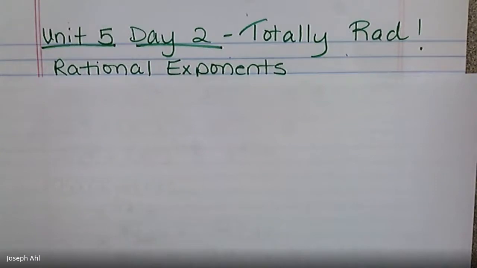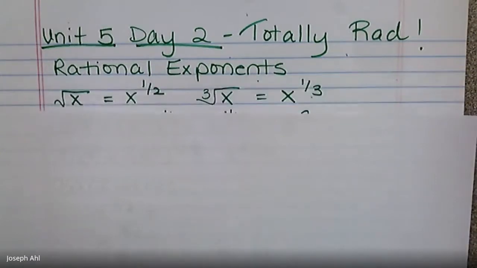So what's a rational exponent? It's just an exponent that's a fraction. So we know a little bit about this already, don't we? We know that the square root of x is the same thing as x to the 1/2 power, and we know that the cube root of x is the same thing as x to the 1/3 power.